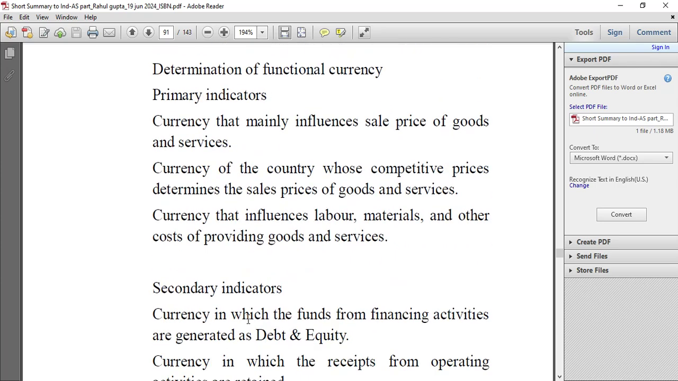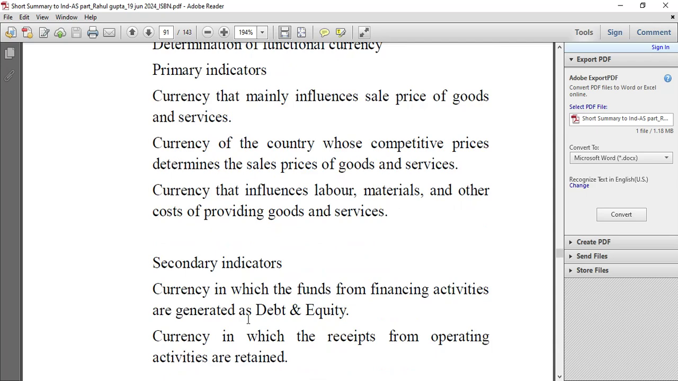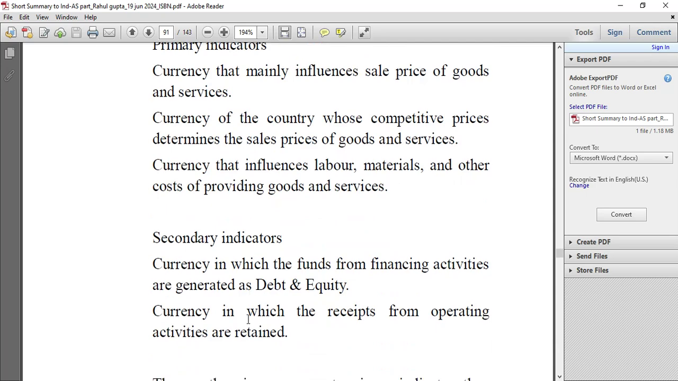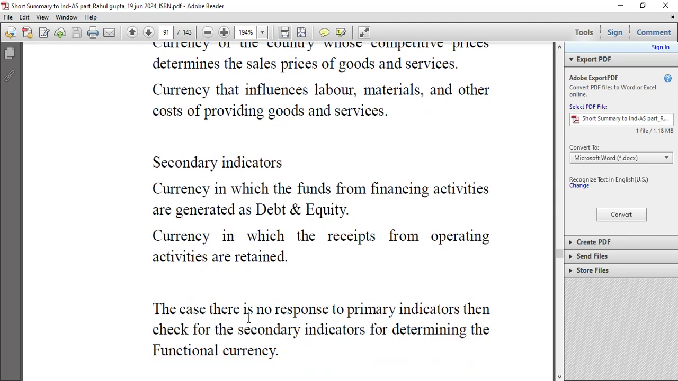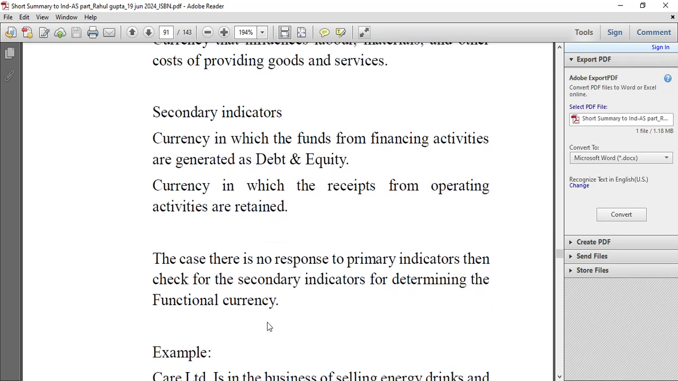Secondary indicators: currency in which the funds from financing activities are generated as debt and equity; currency in which the receipts from operating activities are retained. In case there is no response to primary indicators, then check for the secondary indicators for determining the functional currency.